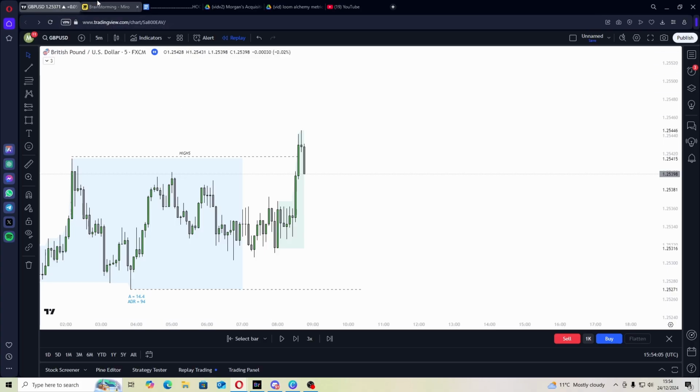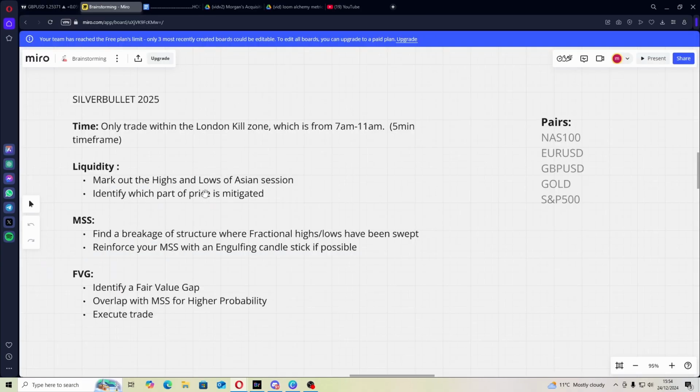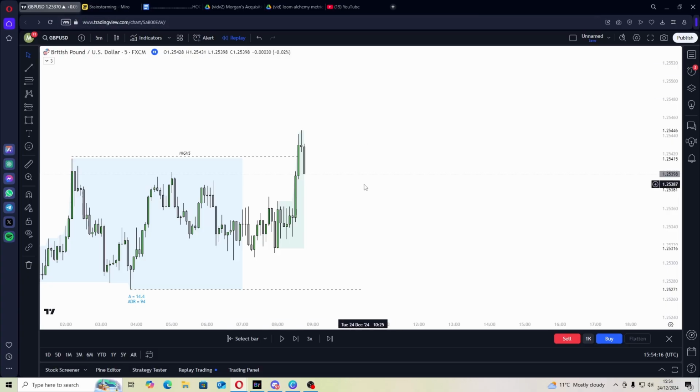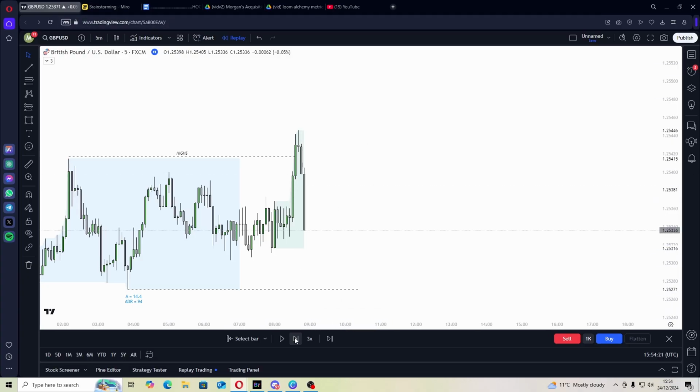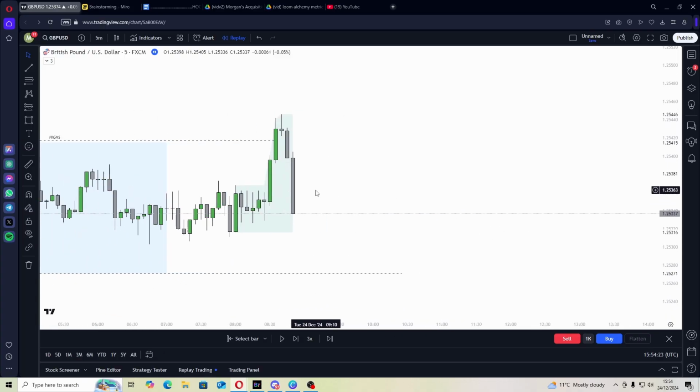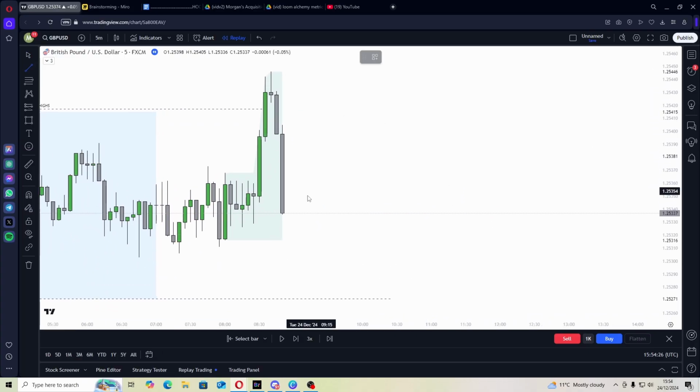Okay, so once it's actually taken out, all we need to do now is find a break of structure where the fractional highs or lows have been swept, and we can reinforce this market structure shift with an engulfing candlestick if possible. So what we mean by this, we need a market structure shift of fractional lows. I'm gonna play price forward and wait for price to actually break on itself, which means we need to take out a fractional low. But which of these actually is the fractional low? It could be this one, it could be this one, or it could be this one. That's what you might be asking, but the truth is it's all of them.